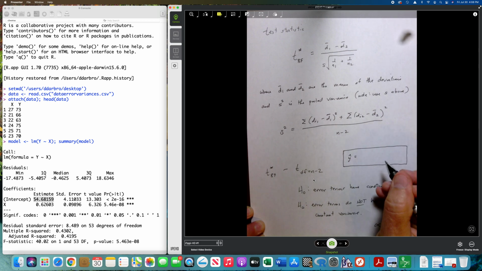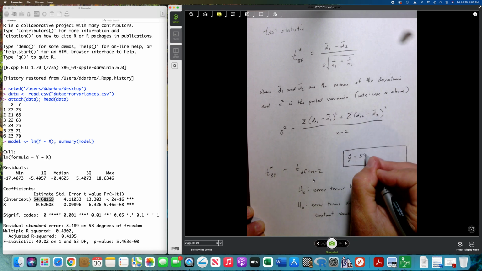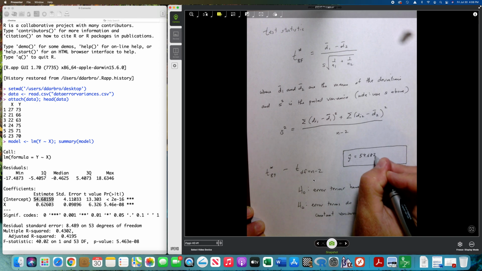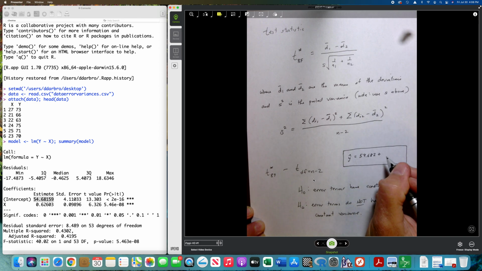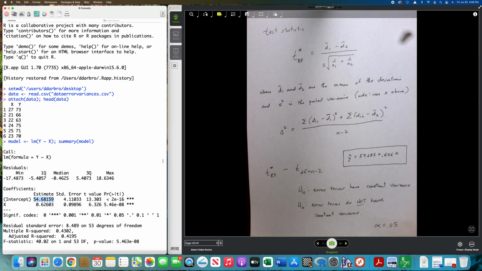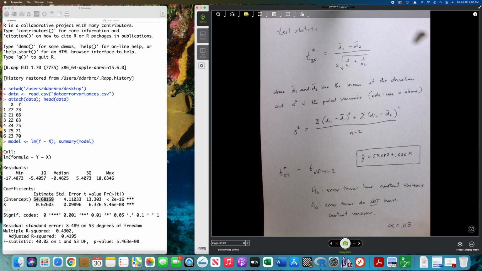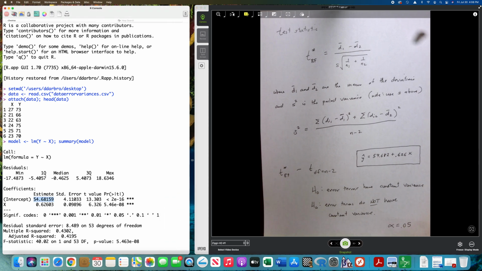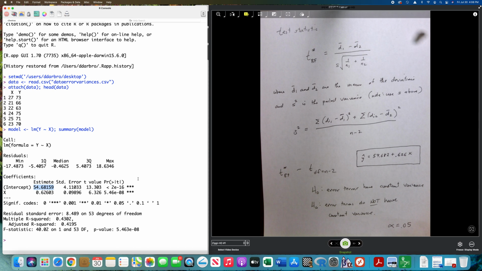So the model is going to be y hat equal 54.682 plus 0.626 times x. All right, so I'm going to need that in just a second. I want R to be just a little bigger.